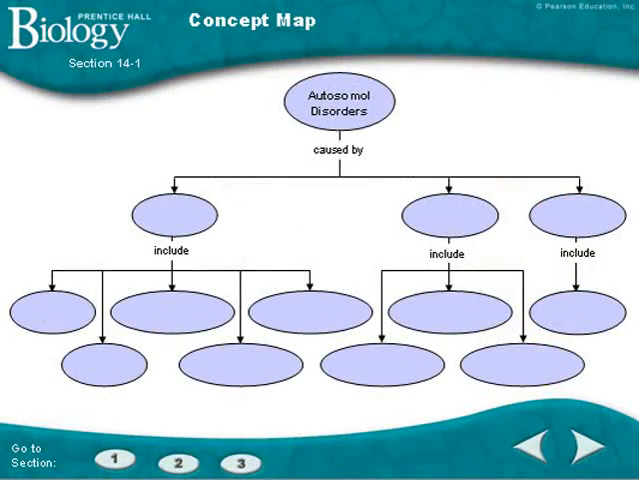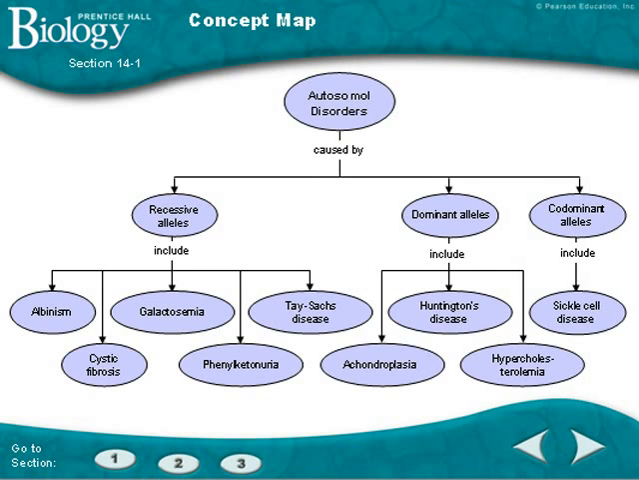So this is just a concept map to review it, and you can see some of these here with the example of the recessive alleles, dominant alleles, and codominant alleles. And there's some other diseases in here. I didn't go through all these diseases, but they are things that you can look up in your textbook and also in some charts that you can see. And that's the end of this section.